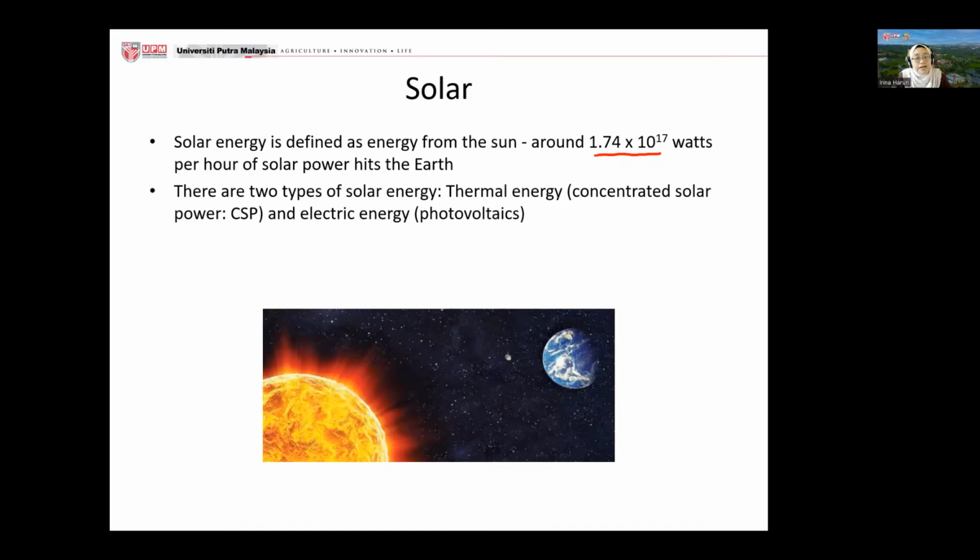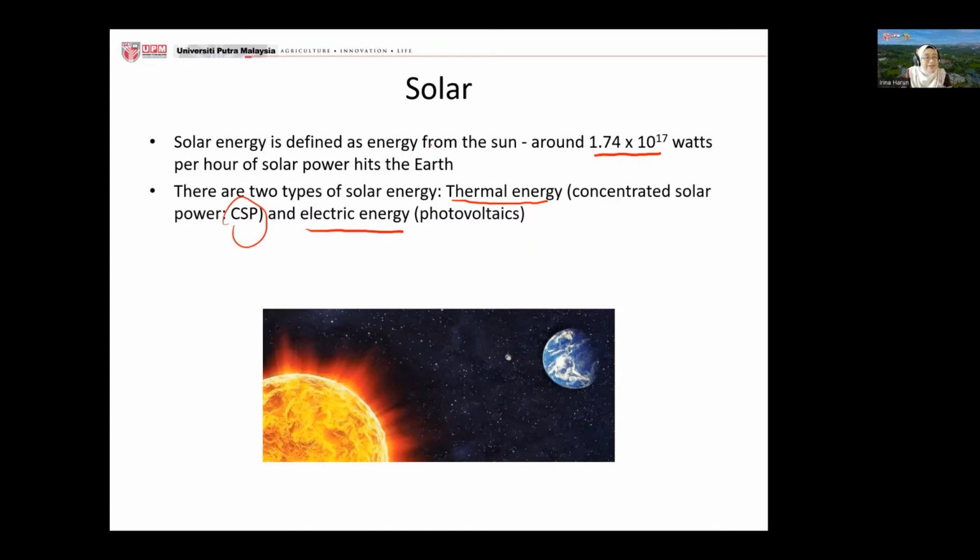There are actually 2 types of solar energy. First is thermal energy, and the other one is electric energy. Although we say solar, solar is the resource. It's where the energy comes from. But in what form it is converted into energy, there are actually 2. When we talk about solar, it's not just the solar cells. There's actually another one. We call it concentrated solar power, CSP, and this is actually thermal energy.